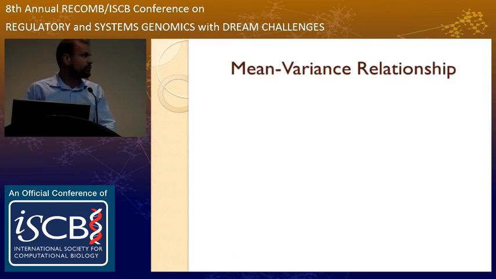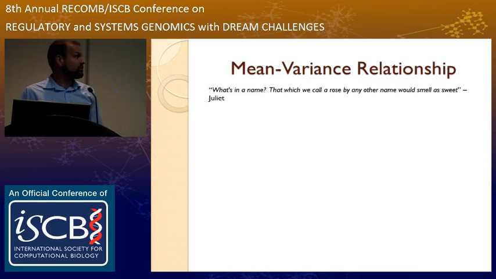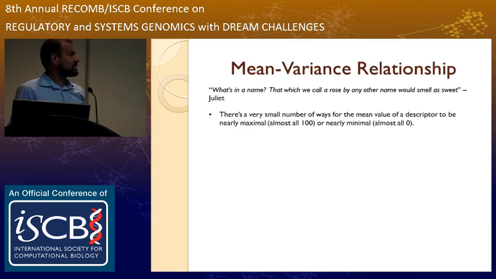So the mean-variance relationship, if you plot the mean across subjects versus the standard deviation across subjects for a given descriptor, you get some interesting relationships. So what's in a name? That which we call a rose by any other name would smell as sweet. There's actually lots of different ways for something to smell sweet, but there's a very small number of ways for it to smell very, very, very sweet or not sweet at all.